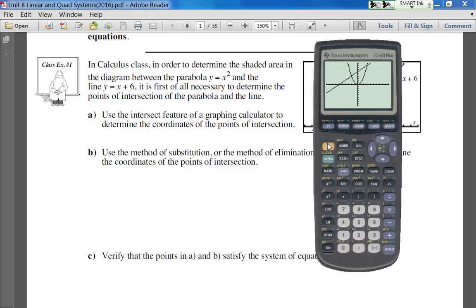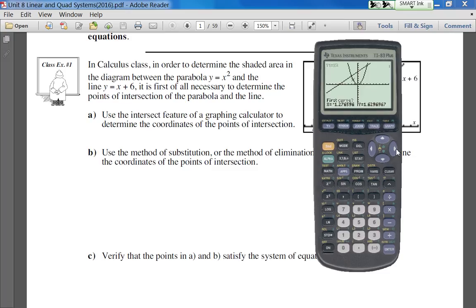And then to find these spots, second trace, number 5. And then just hit enter. It'll always find one really quickly. So which one do we got there? -2, 4. So it just means that this point here is going to satisfy both equations. Okay, so for example, what's -2 squared? 4, right? And what's -2 plus 6? It's got to be 4. And look at the table. When x is -2, both functions spit out a y value of 4. Good.